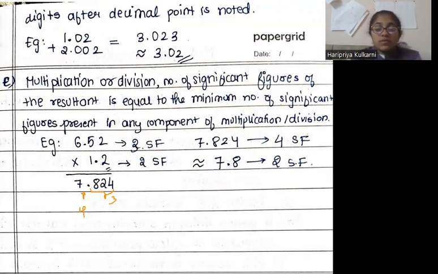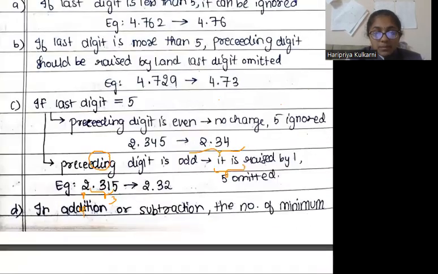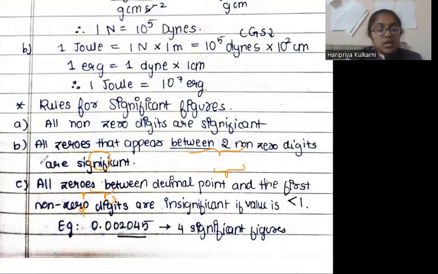So what I have to do? So this is having 4 significant figures, right? So what is the least number of significant figures I have? It is 2 here in 1.2. So in the final answer also, I should have only 2 significant figures, that is 7.8, right? So with this rule, we finally end the chapter, that is units and measurements, the first chapter of physics.